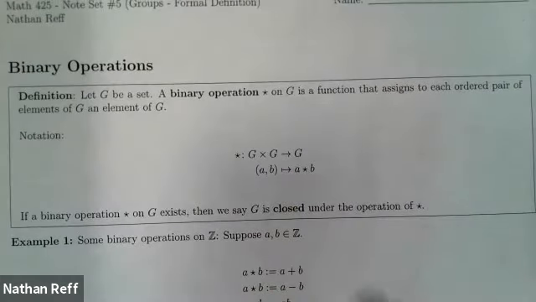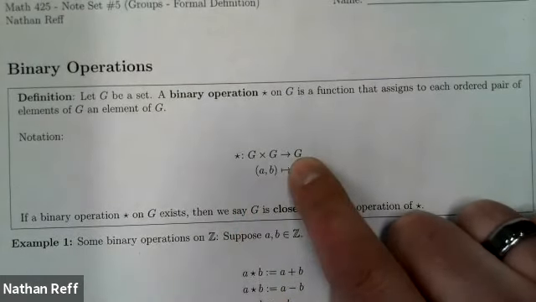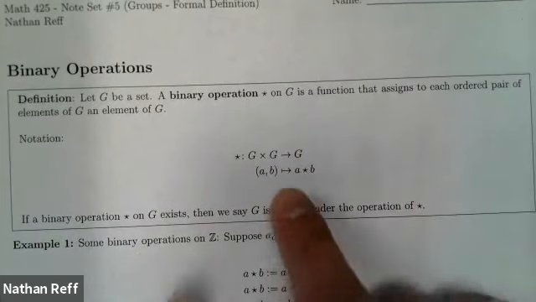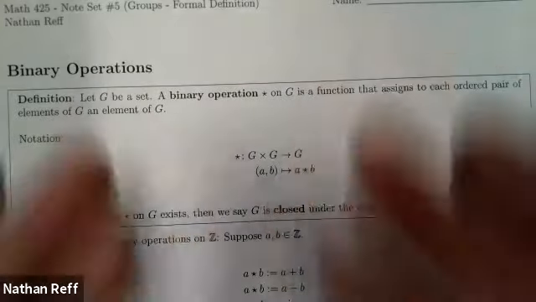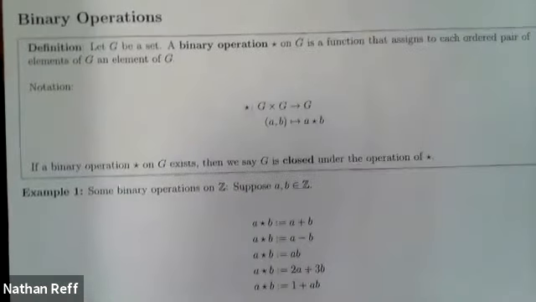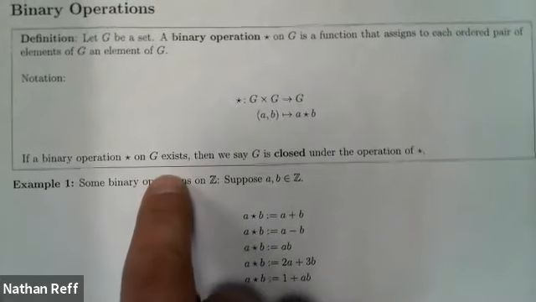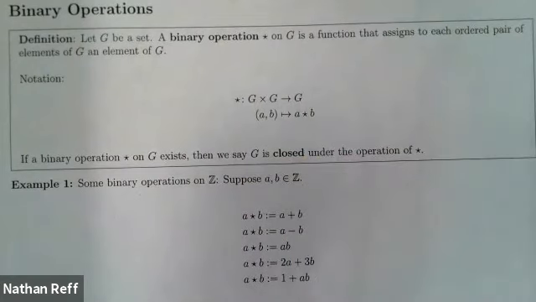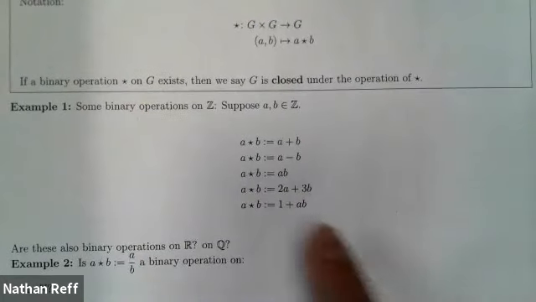As long as it combines them in such a way that you get back an element of your original set, that is what a binary operation is. Very general. Any crazy way that you can think of taking two elements, combining them, and getting back an element of the set is a legitimate binary operation. Now, if a binary operation star on G exists, then we say that G is closed under that operation.